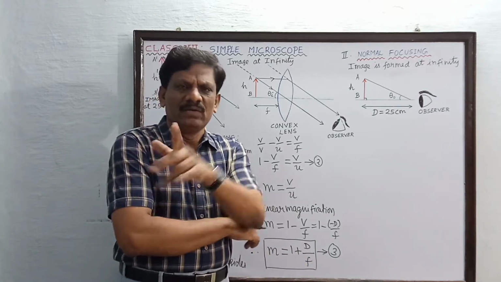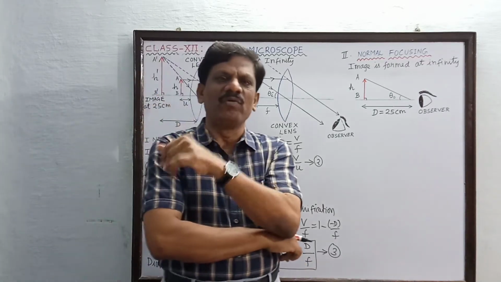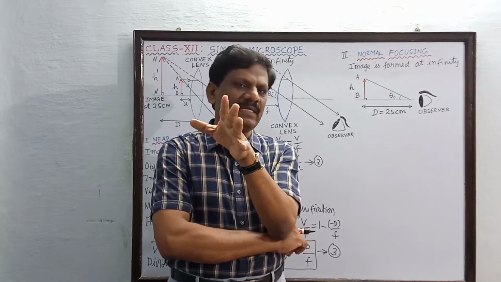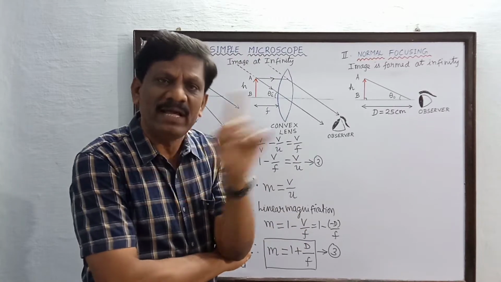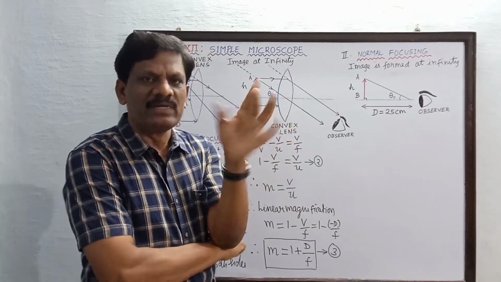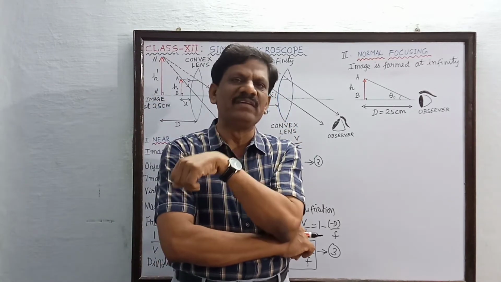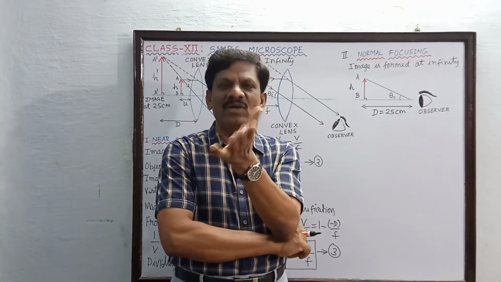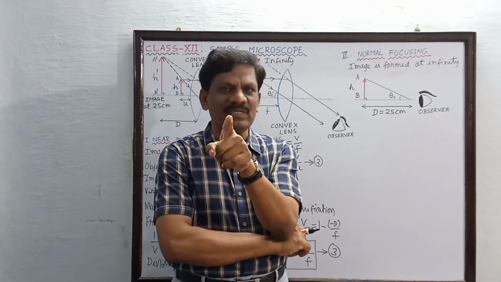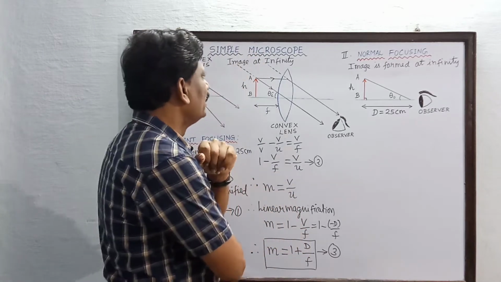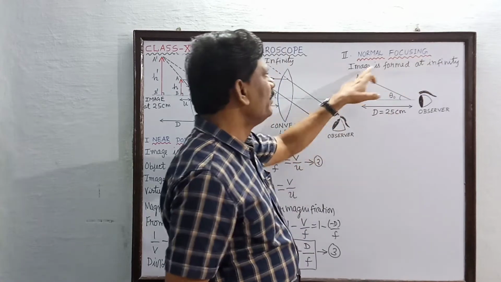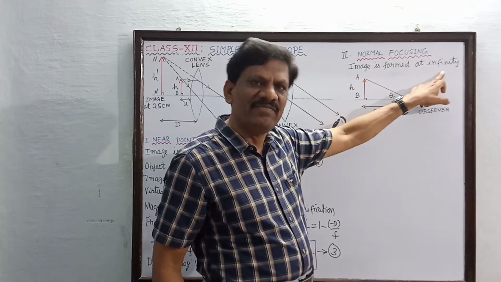Okay. Now, what is the other type of focusing called? It is normal focusing. In normal focusing, the image should be formed at infinity. So, what is the condition if the image should be formed at infinity? Where should the object be placed? We very well know that the object should be placed at f, the focal length. So, the second one is normal focusing. Image is formed at infinity.